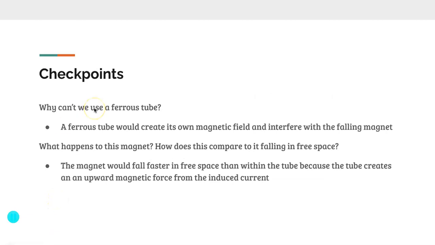Why can't we use a ferrous tube? A ferrous tube would create its own magnetic field and interfere with the falling magnet. Then what happens to this magnet, and how does this compare to it falling in free space? The magnet would fall faster in free space than within the tube because the tube creates an upward magnetic force from the induced current.